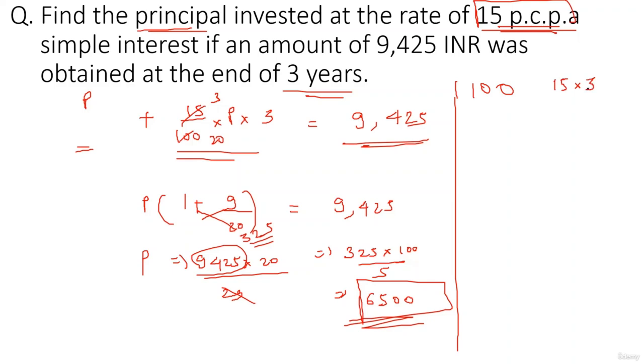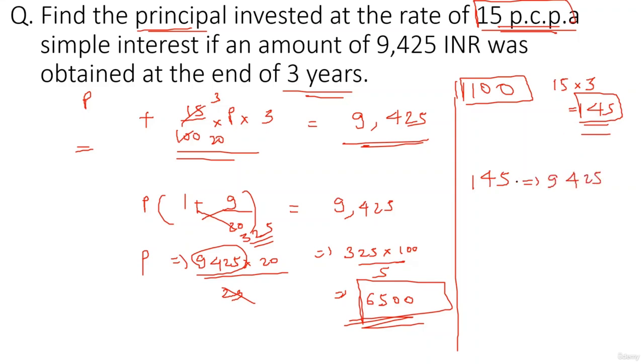This will continue for 3 years. 15 into 3, the total interest I obtain is how much? 45 rupees. Okay, so the total amount will become how much? The amount will be 100 plus 45, which is 145. This amount of 145 corresponds to 9,425 in the question.